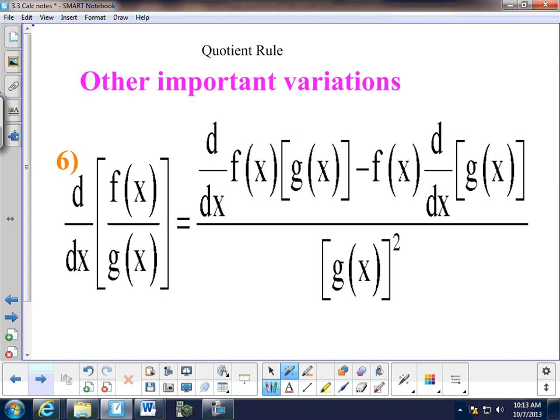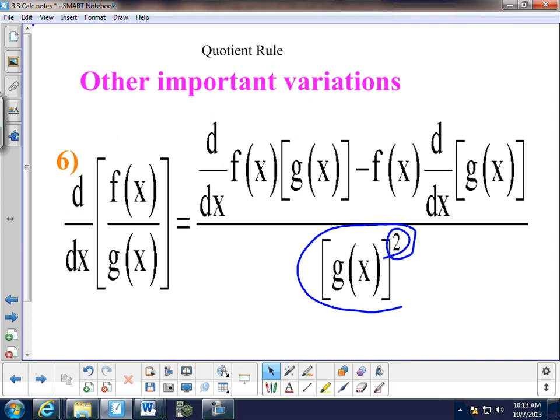Here's another exciting one. Let's read it. So the derivative of a quotient. That's your problem from last night. It says you take the derivative of the first thing, which is the numerator, times what's in the denominator, minus the numerator times the derivative of what's in the denominator, all over the denominator squared.